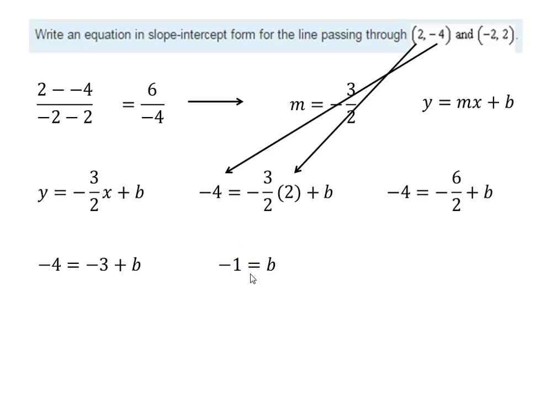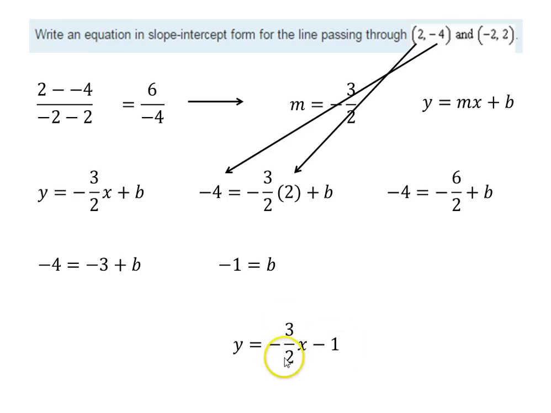Now we have everything we need to write this equation in slope-intercept form. We have the slope, it's right here behind these arrows, -3/2. We have the y-intercept, -1. We didn't have those pieces of information at first. We found them with the information we were given about the line. So we install that into our slope-intercept form: y equals -3/2 x minus 1.